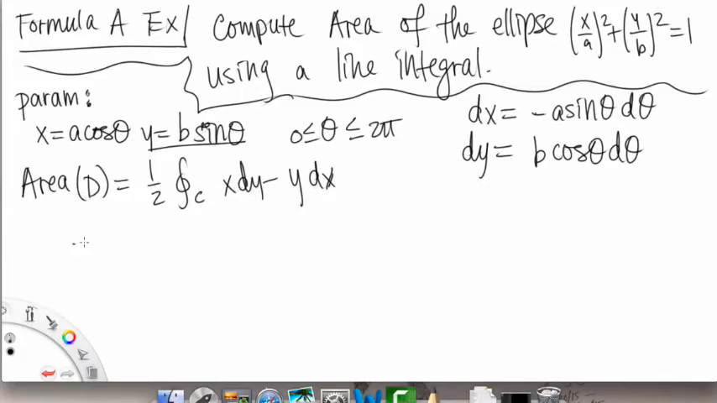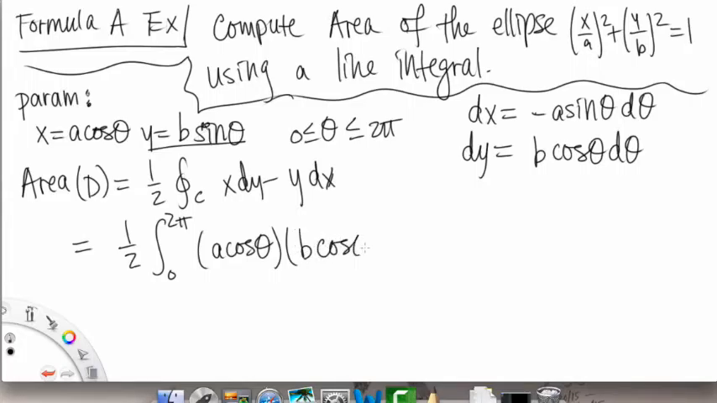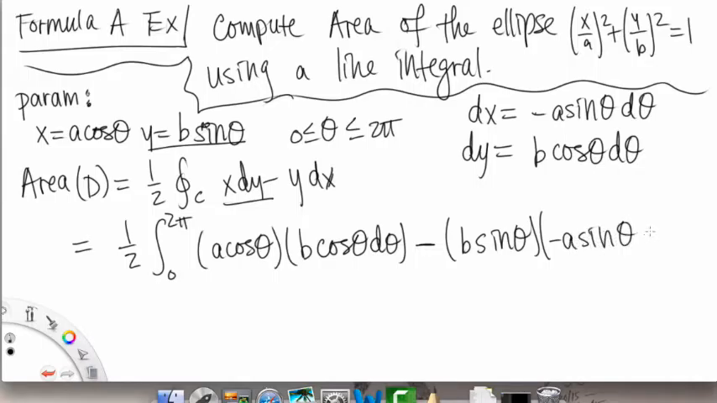Okay, so when we plug everything in, we get 1/2 times the integral from 0 to 2 pi of x times dy. So a cosine theta, that's our x, and times dy would be times b cosine theta d theta. Okay, so that's the first part here, and then we're going to subtract the y times dx. So y is b sine theta, and our dx we found to be negative a sine theta d theta. Alright, so now we're just going to simplify and carry out the integral here.